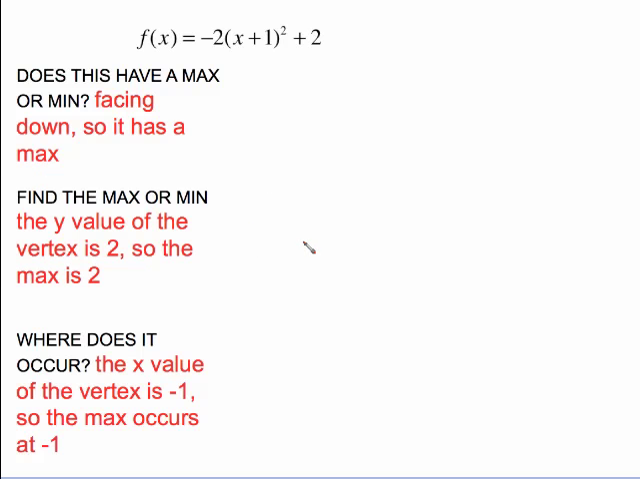So max and min is very easy to name. If you can name the vertex and understand how the parabola opens, then you can name the max or min and where it occurs.